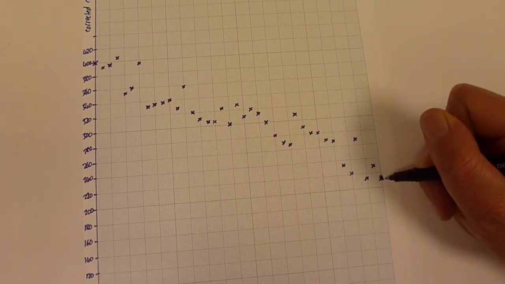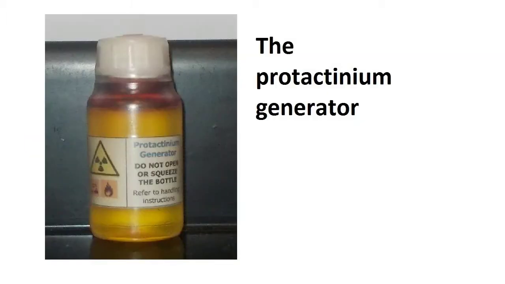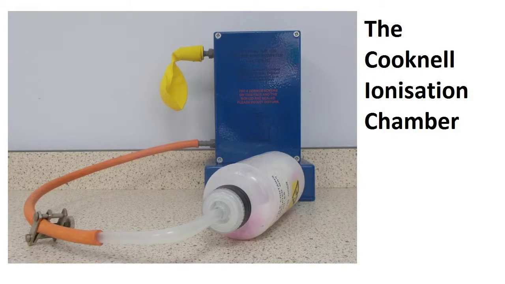find half-life. Here we look at 3 commercially available radioactive sources that can be used to find the half-life of an element. They are currently the only ones approved for use in Scottish schools. First off is the Protactinium Generator. Then we have the Eluting source, also known as the Isotope Generator. Finally, we have the Kuchnel ionization chamber.